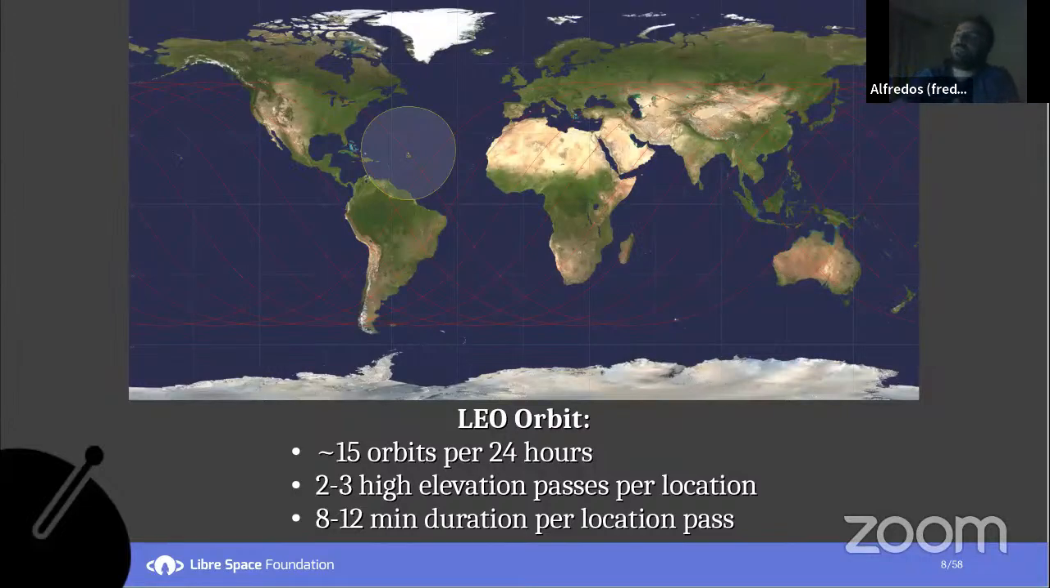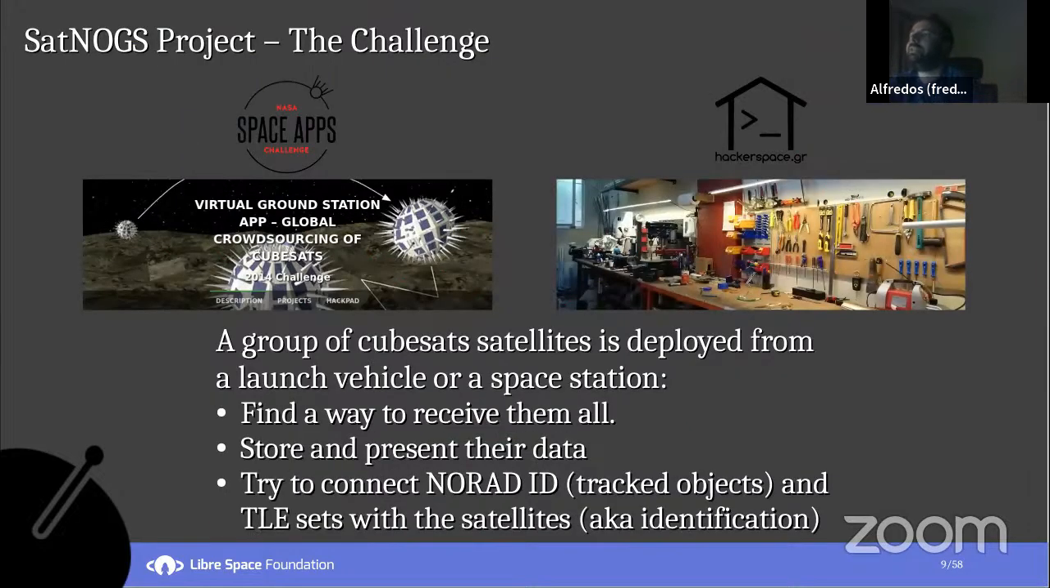From a specific location, you can see the satellite in a high elevation pass 2 or 3 times per day. When I say high elevation pass, I mean something over 30 degrees over the horizon. And usually these passes last around 8 to 12 minutes from 0 degrees to 0 degrees. And as you can see, it's difficult if you have a satellite to track it. So let's go back to the challenge we had.